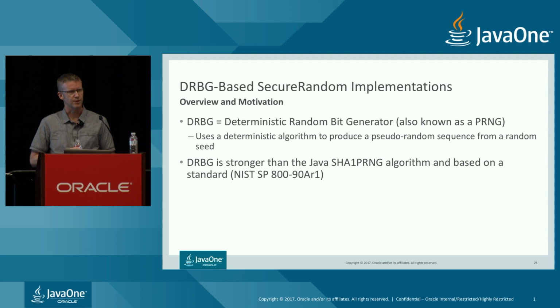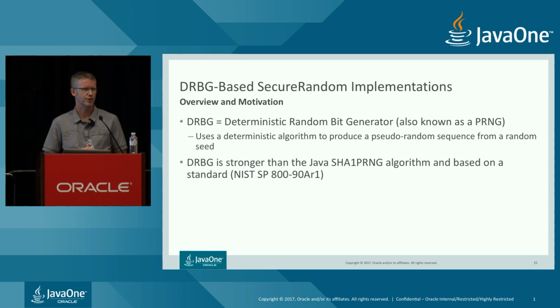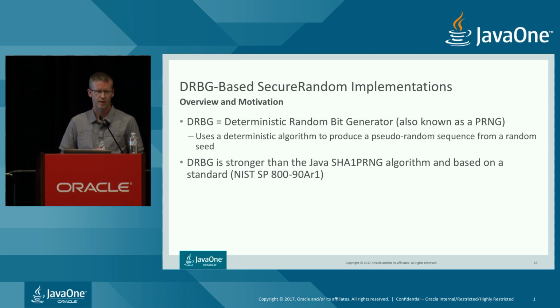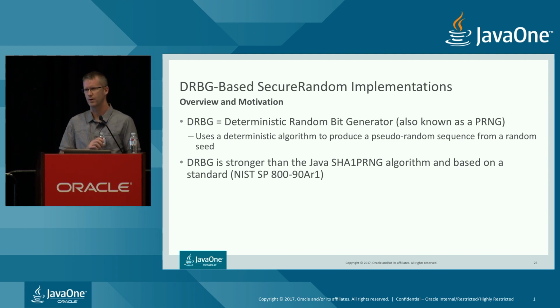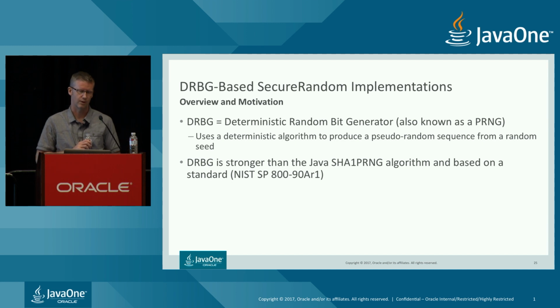Now, this is a security improvement over the existing Java SHA-1 PRNG algorithm. It has stronger algorithms, a lot more options, and it's also based on a standard, so it's been more widely reviewed. The Java SHA-1 PRNG is a proprietary algorithm that was implemented in-house a long time ago.